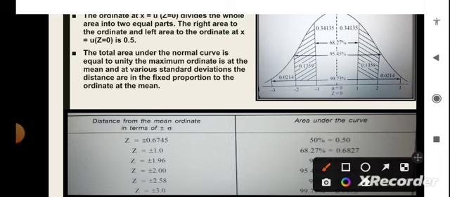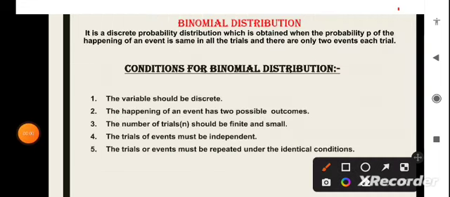One important point to note is that to fix the curve, we just have to determine the mean and standard deviation. And if the value of mean or standard deviation changes, the curve will also change. But the curve will always remain symmetrical at the maximum ordinate, that is equal to y.